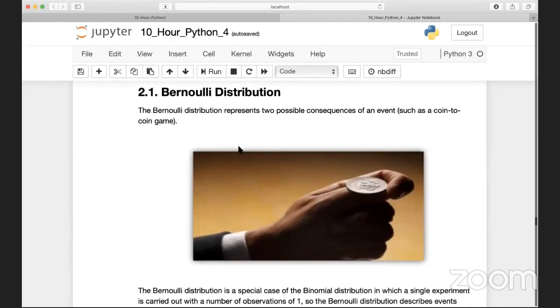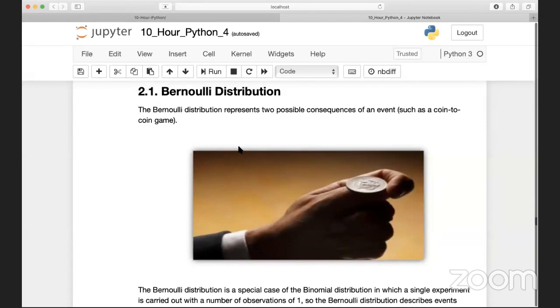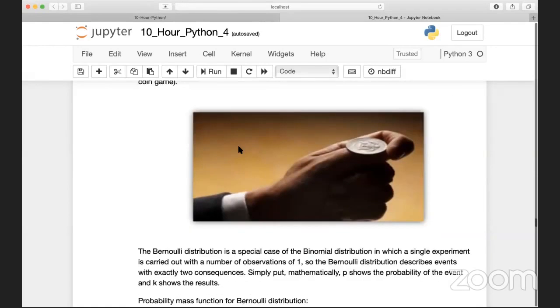I will start with the Bernoulli distribution. So the Bernoulli distribution is one of the most basic distributions in data science, and so in statistics, sorry. So you basically have an event with two possible consequences. That's all, like tossing a coin, okay? Or pass or fail, something like that. You will have two possible outcomes in an event.